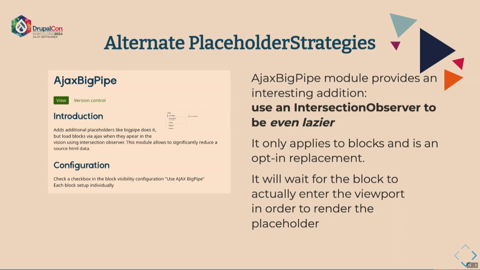We don't have many alternative strategies to BigPipe, but you can actually develop alternative strategies. A placeholder strategy is just a way to replace a placeholder. So Ajax BigPipe is an interesting module that uses the Intersection Observer, because right now BigPipe is loading, I think, everything at once. So if you have a placeholder at the bottom of the page, it's getting rendered when you hit the page. So this is interesting because it's waiting for the user, using the Intersection Observer API, which can kind of spy on the scroll of the user and interact.